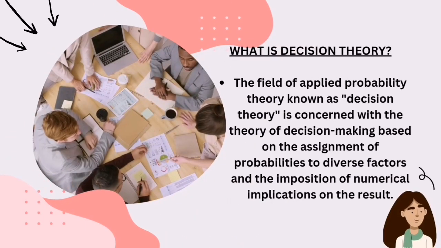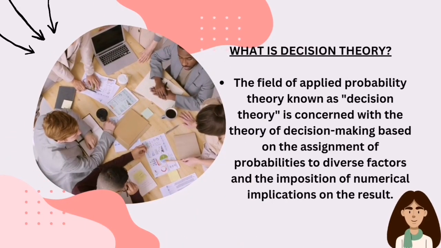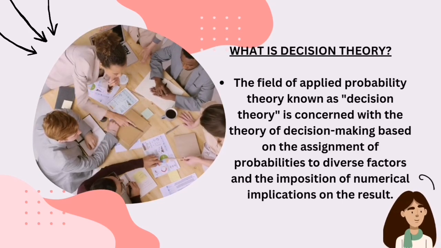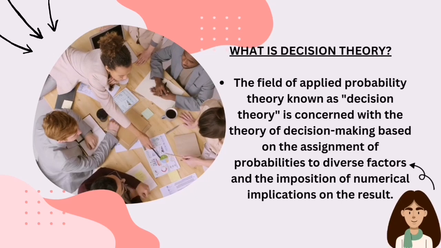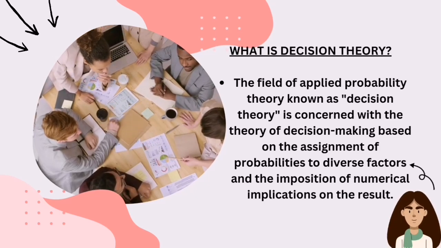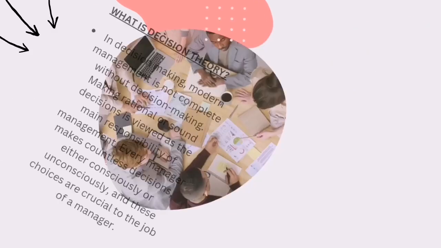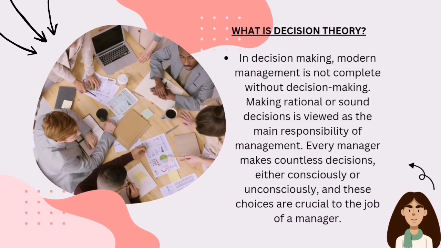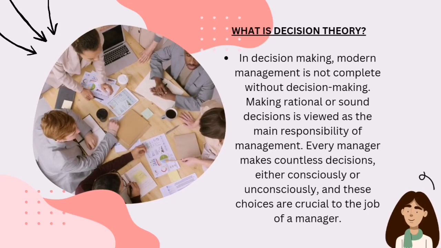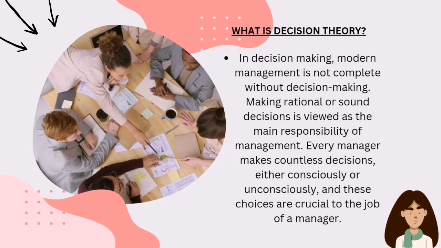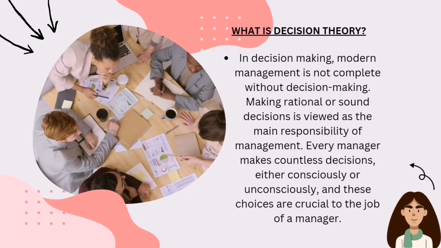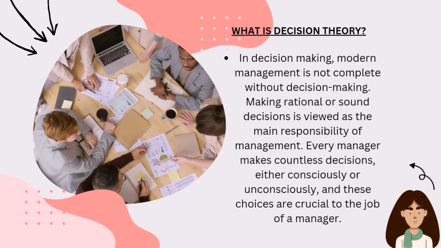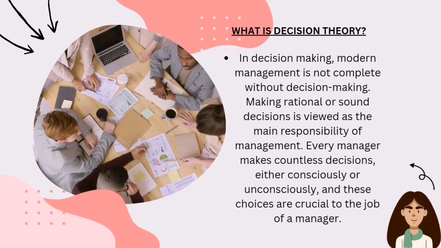Before we get started into the topic, what is decision theory? The field of applied probability theory known as decision theory is concerned with the theory of decision making based on the assignment of probabilities to diverse factors and the imposition of numerical implication on the result. Making rational or sound decisions is viewed as the main responsibility of management. Every manager makes countless decisions either consciously or unconsciously, and these choices are crucial to the job of a manager.